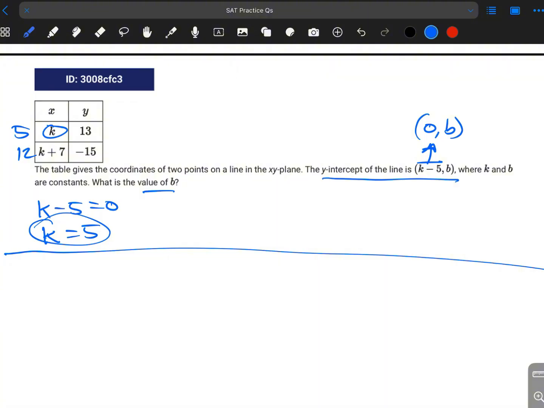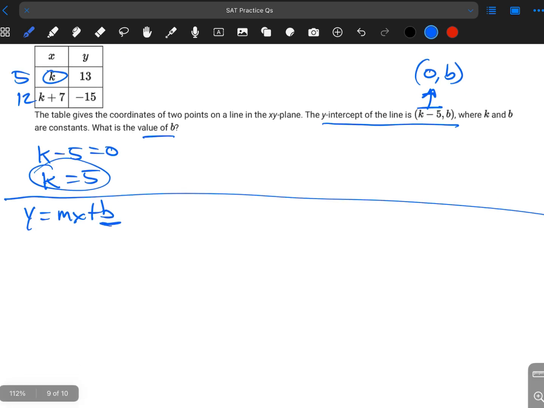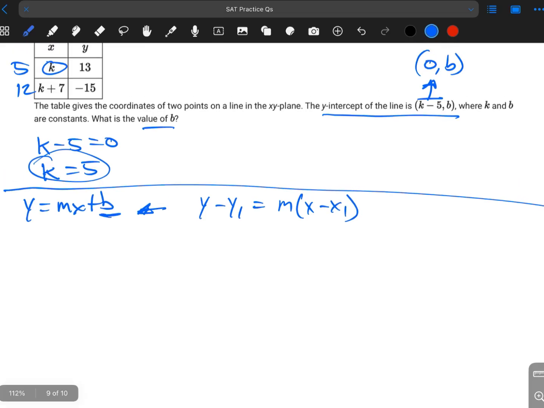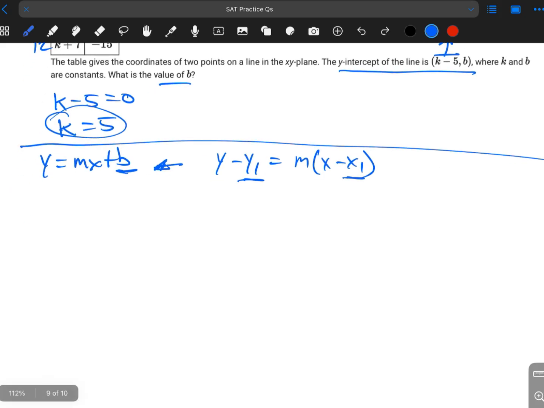So the next thing that we need to do is reconstruct the equation of the line in the form of y equals mx plus b. That way, you have your y-intercept here. But how do we do that? So you could actually recreate this line from the point-slope form, which is y minus y1 is equal to m times x minus x1. You know the values for y1 and x1 from this table. So just plug everything in.